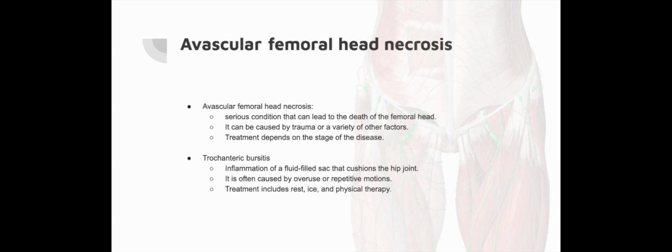Avascular femoral head necrosis. Avascular femoral head necrosis is a condition in which the femoral head, the ball-like part of the hip bone, dies due to the lack of blood flow. Traumatic avascular femoral head necrosis is caused by a hip injury, while non-traumatic avascular femoral head necrosis is caused by a combination of genetic and lifestyle factors.